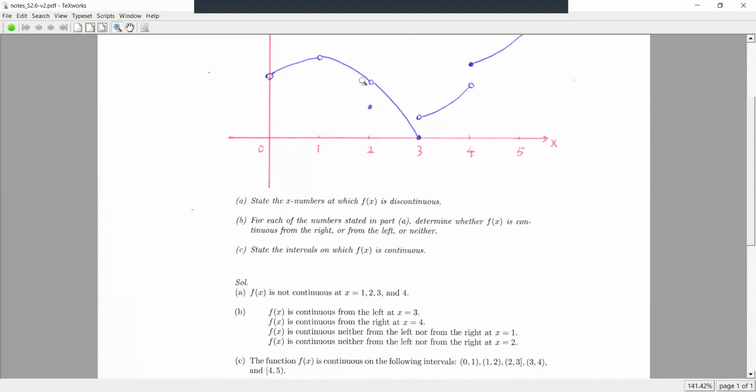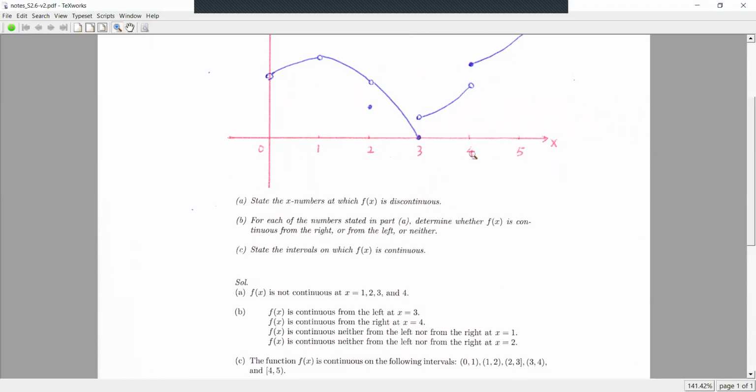Between 2 and 3, the graph is continuous. At 2, the graph is not continuous from the right side, not continuous. But at the point 3, the graph is continuous from the left side. So the function is continuous on this half open, half closed interval. Open at 2, close at 3. Close at 3 means including 3.